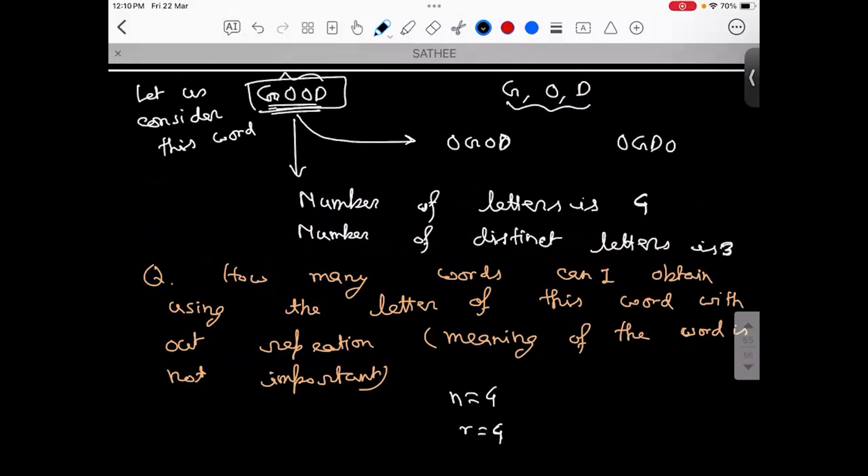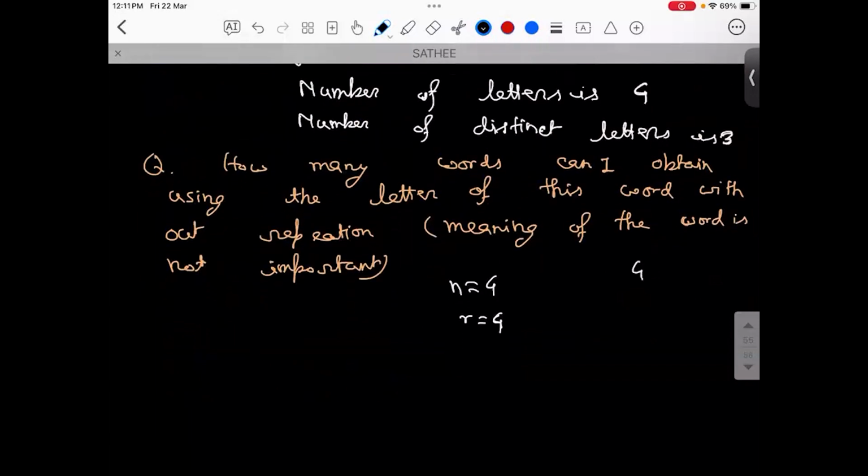Because we want to find all possible ways of writing a word, where words without meaning are allowed, we are considering all 4 elements among 4 elements. So we are considering all elements at a time. That's why in this case n equals r, n equals 4 and r equals 4. So how many cases do we have? We have 4P4 many words I can have, right? 4 factorial divided by (4 minus 4) factorial is again 4 factorial, that is equal to 24, right?